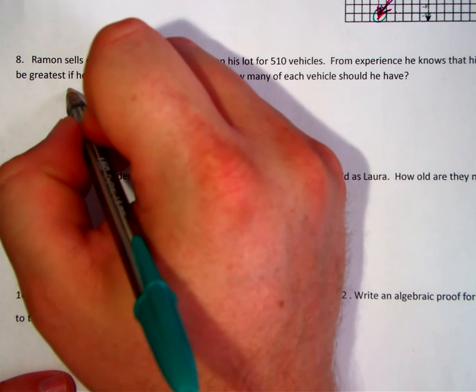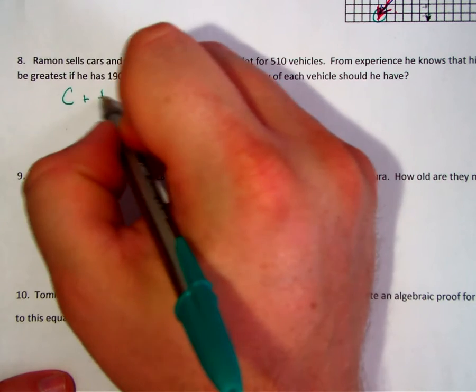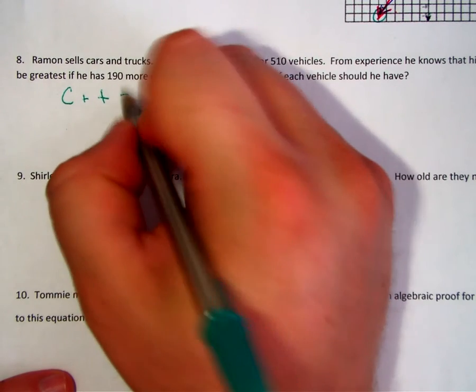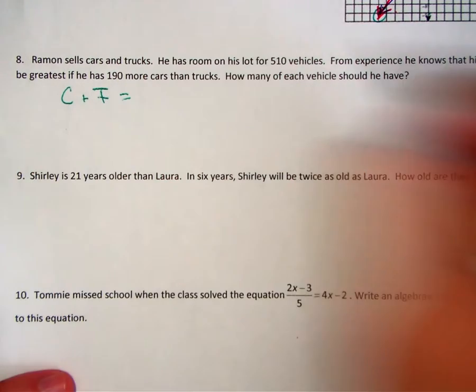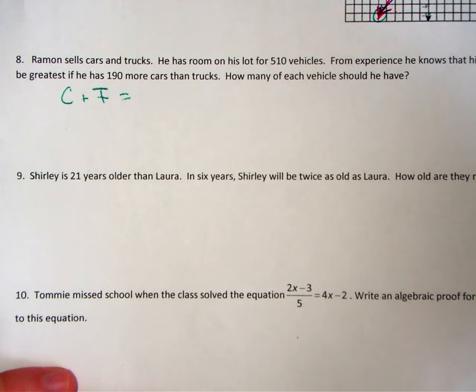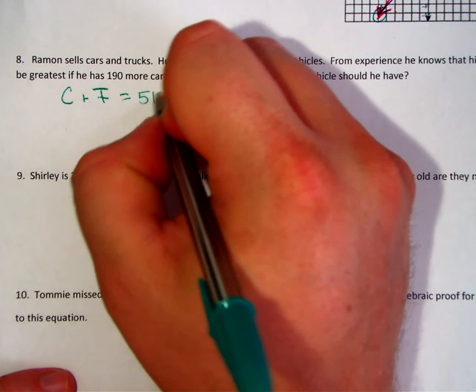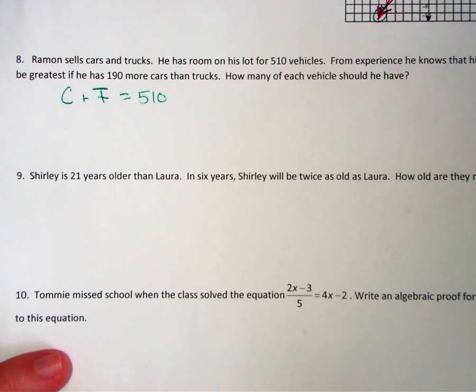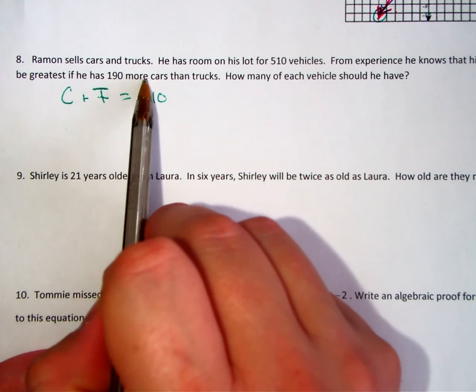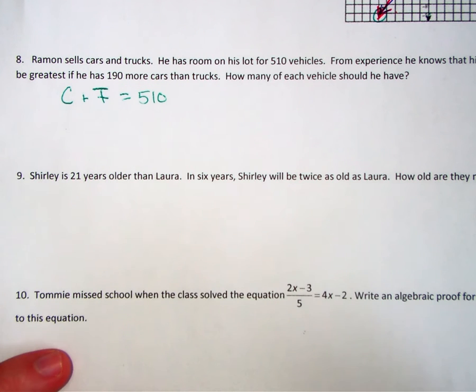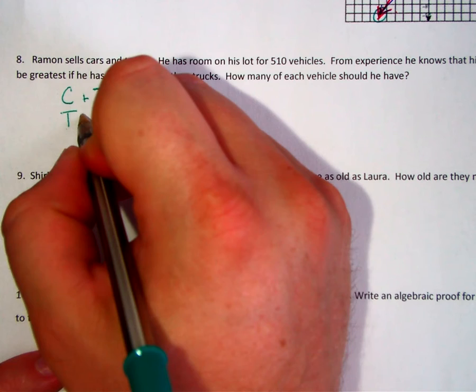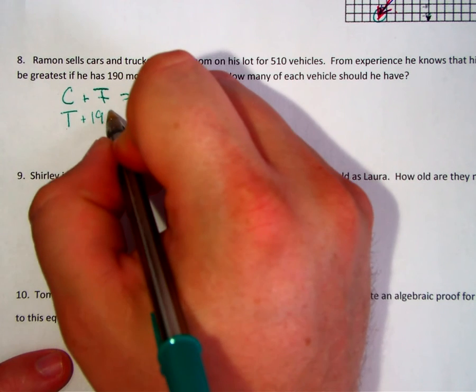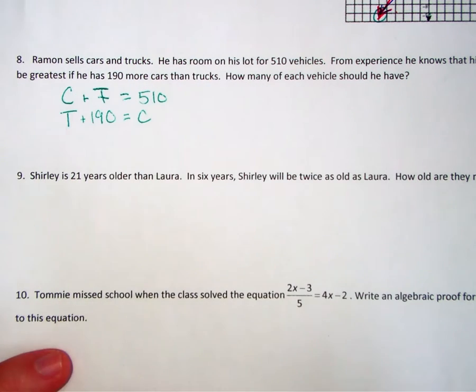So he has a certain number of cars and a certain number of trucks, and together, let's make that a capital T so it doesn't look like a plus sign. Together, he has 510 vehicles. Now, if he has 190 more cars than trucks, he's in good shape. So we want to take the trucks plus 190. That's how many cars he wants to have.